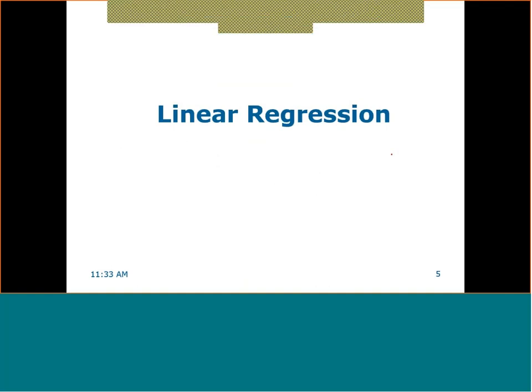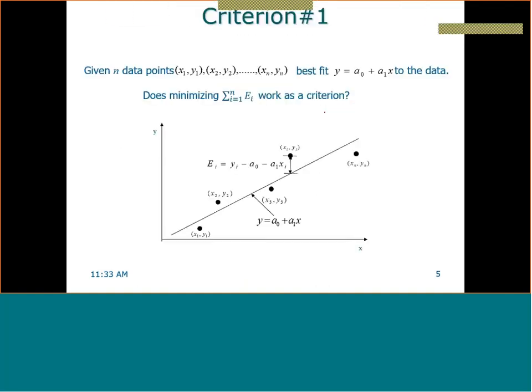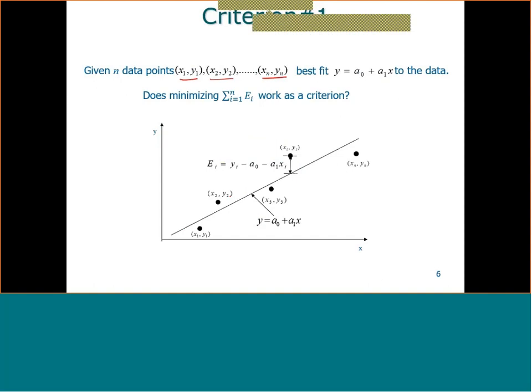Okay, so we'll start with linear regression. So here I have x1, y1, x2, y2. These are actual experimental data that are scattered, as you can see here. This is xi, yi at the ith point, and I fit here.